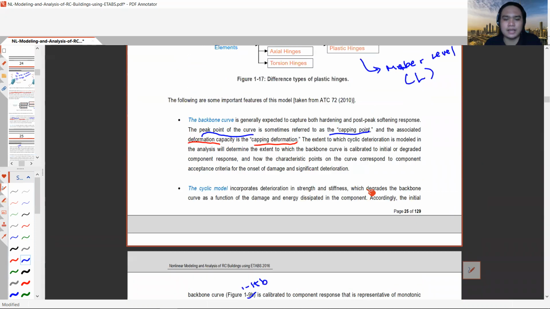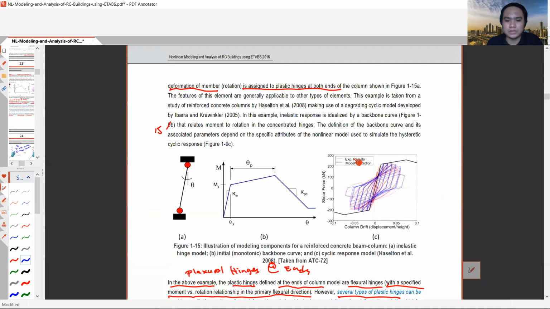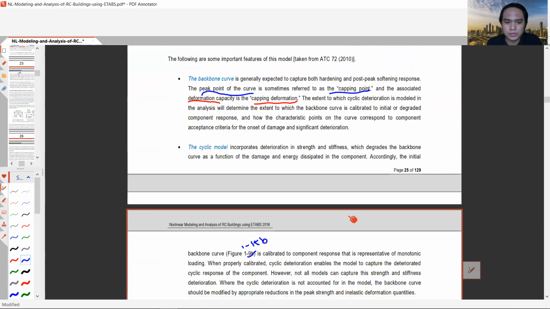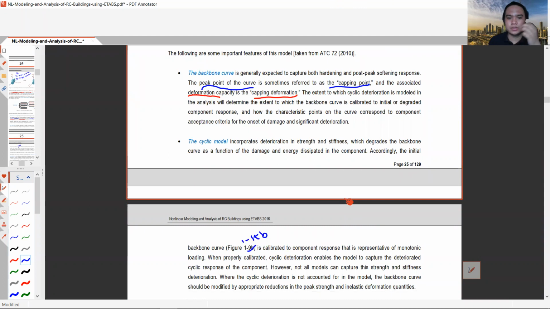Okay. Sige. So, base dito sa nalaman ko, sa cyclic model is this one. Okay. So, cyclic response model, based from the column drift and the shear force. So, according to the important features, yung cyclic model daw incorporates the deterioration in the strength and stiffness. So, ito yung deterioration or paghina ng strength and stiffness natin. Okay, so which degrades also the backbone curve as a function of the damage and energy dissipated in the component.